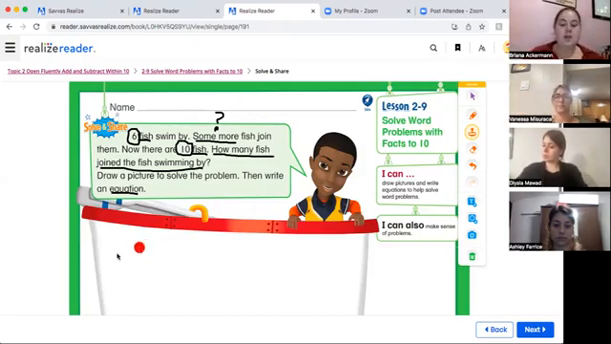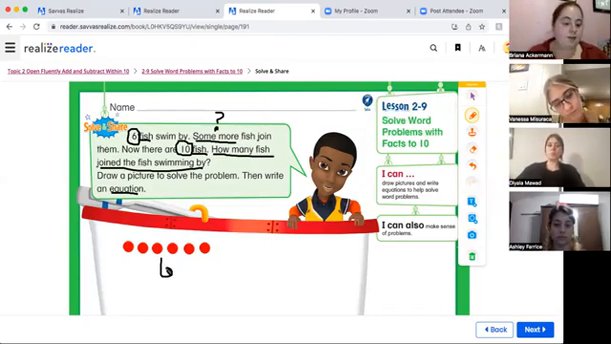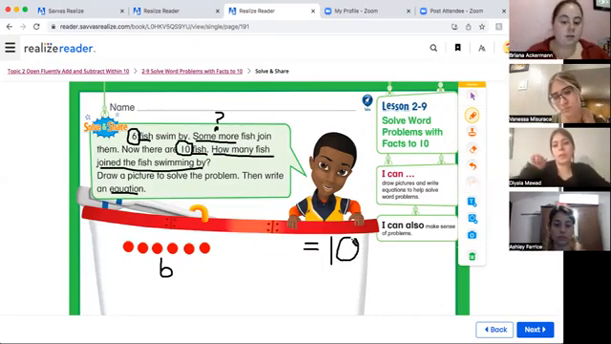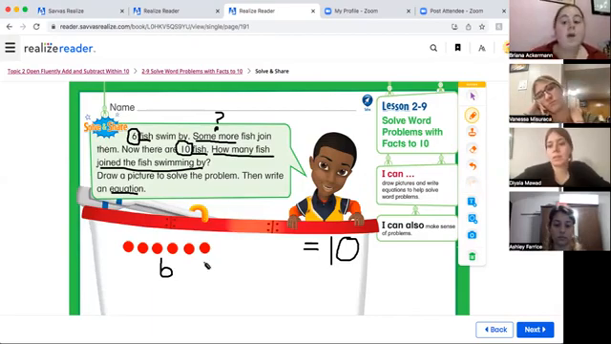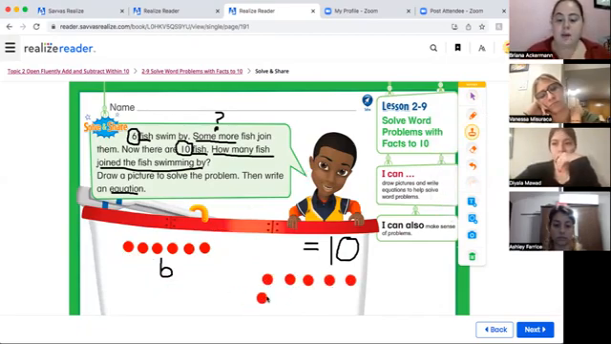So now, how many fish did we start with? Vanessa? 6. So I'm going to put 6 counters to show the fish that we started with. And now we do not know how many swam by. That is our question. But we do know how many fish we ended with, which was 10. So if we start with 6, how can we find the missing number to get to 10? Diala? Can we subtract 10 minus 6? We absolutely can. So we could start with all 10 counters. So let's see, 1, 2, 3, 4, 5, 6, 7, 8, 9, 10.